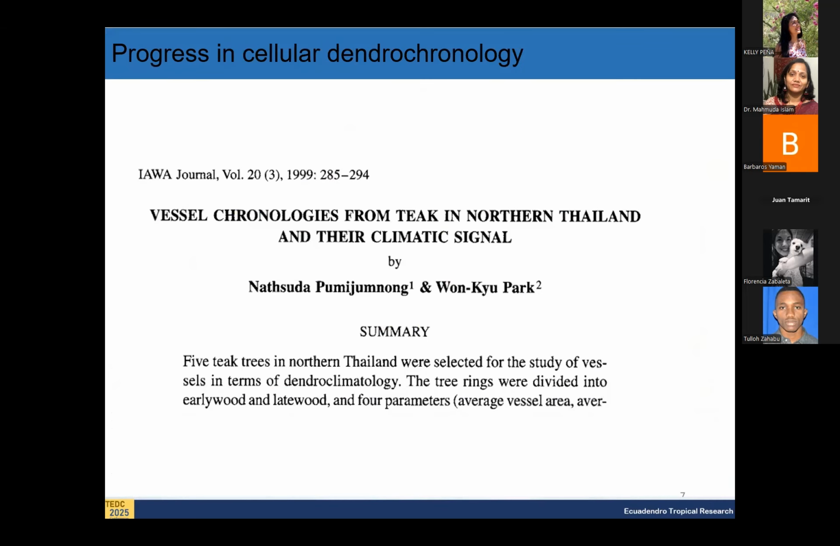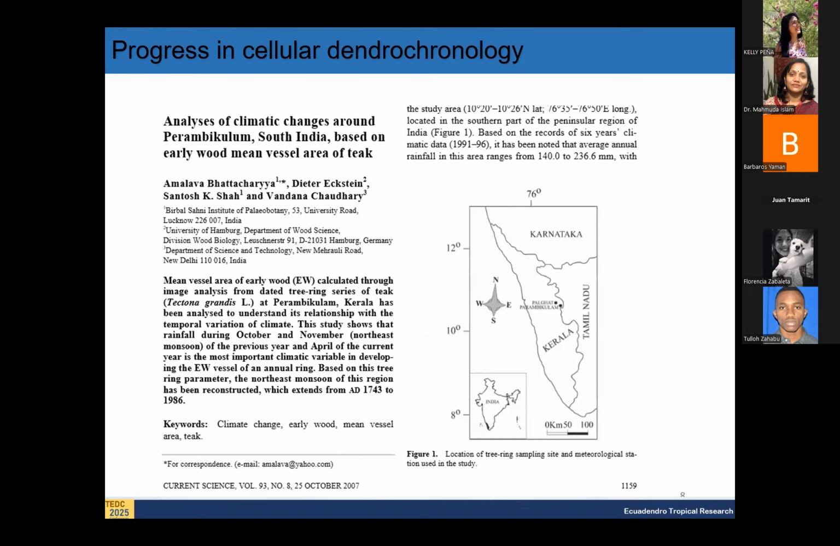However, cellular dendrochronology, that is the studies on the time series of wood anatomical parameters, has not flourished in such a space. So far, one of the pioneer tropical studies on vessel chronology of teak was published in 1999 by Pumijumnong and Park in Thailand. Then in 2007, after a long gap, precipitation was reconstructed from 1743 AD from the earlywood vessel chronology in South India. And this is Bhattacharyya's first paper.